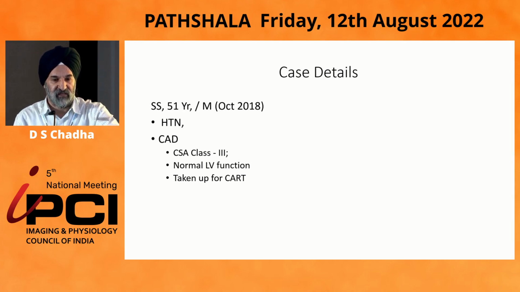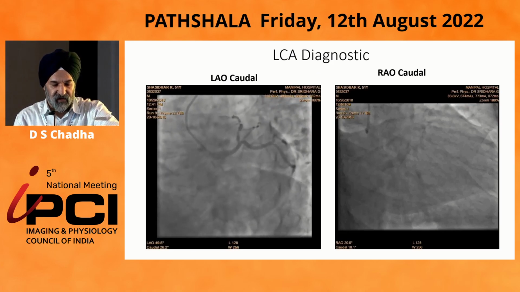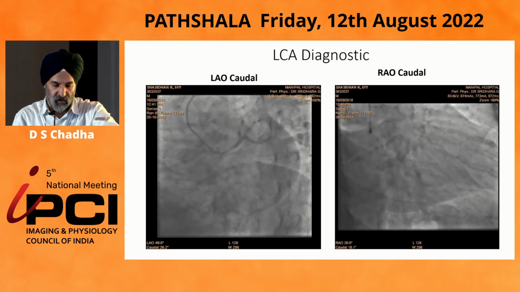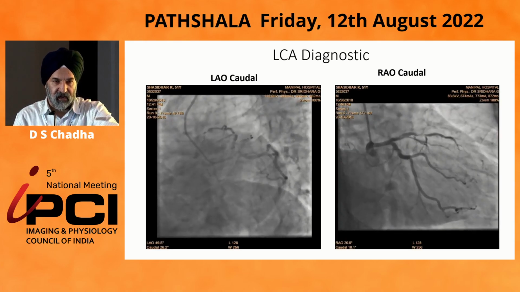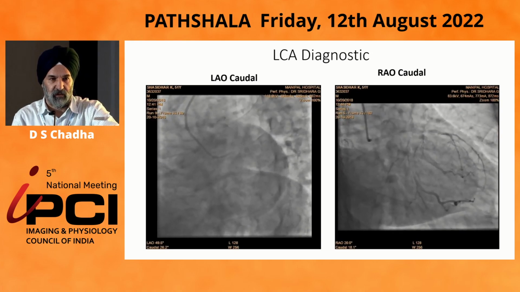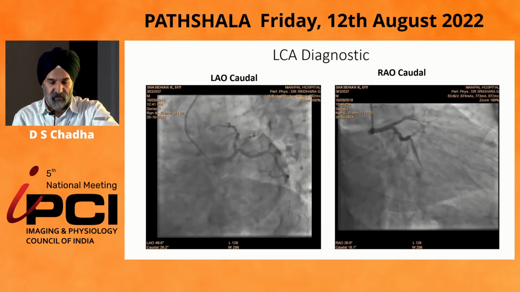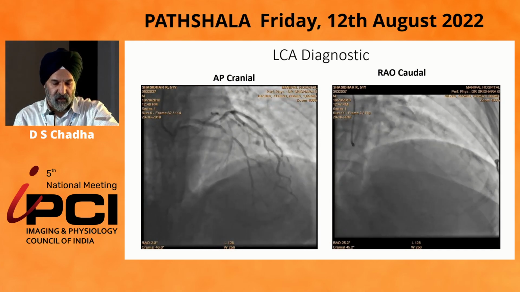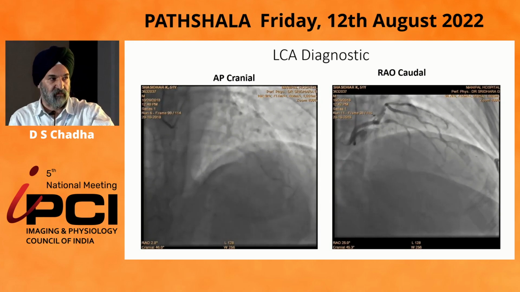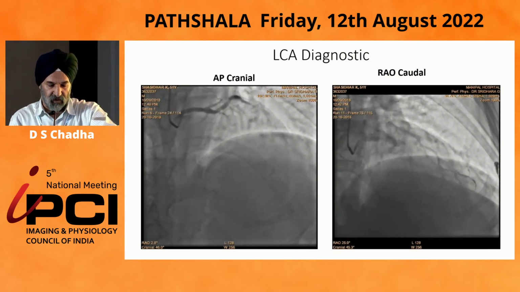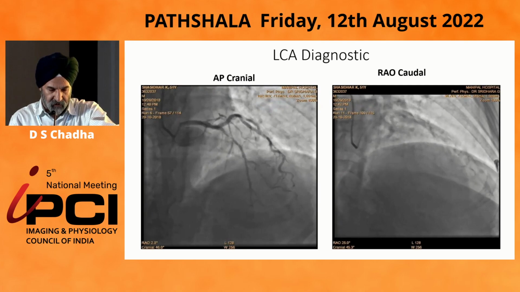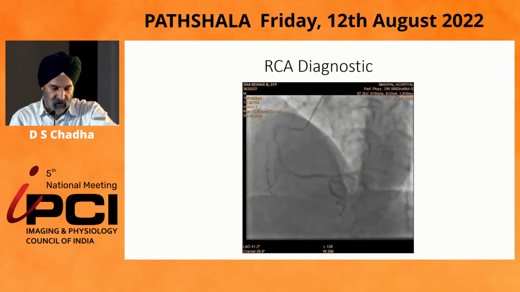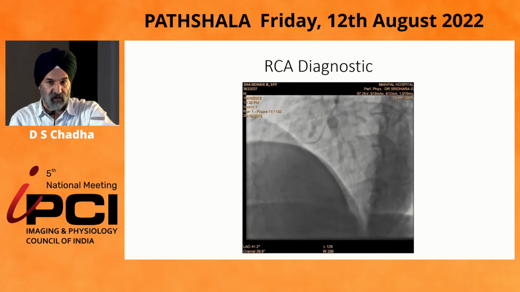He had normal LV function. We did an angiogram, which revealed the left main to be normal. The circumflex appeared normal in the caudal views. He had segmental stenosis of the LAD involving the ostioproximal as well as the mid part of the LAD. And if you see the cranial view, there is a plaque or a tight stenosis which is involving the ostia of the LAD.